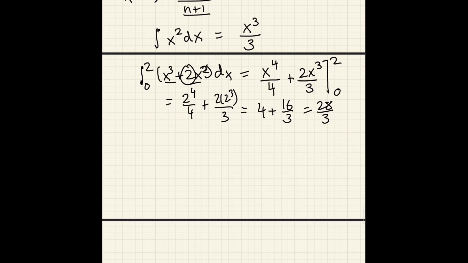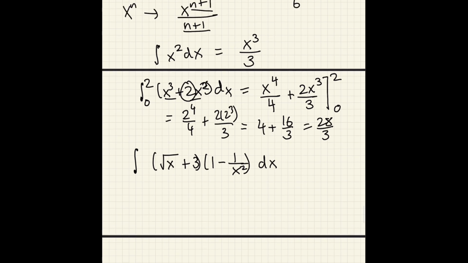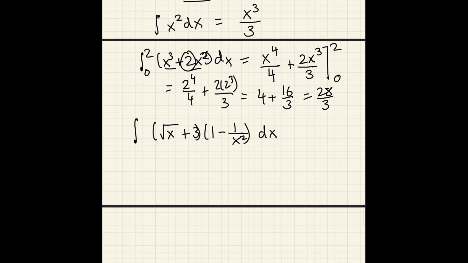Okay, so now let's do some more complicated examples. Let's do this. Square root of x plus 3, 1 minus 1 over x squared. So now we haven't done this kind of thing, right? We've done before where it's x to the power of something plus x to the power of something. So let's try and get into that form. Now we see square root of x here, and that looks intimidating. But remember, square root of x is just the same thing as x to the power of a half. So we got x to the power of something, that's fine.